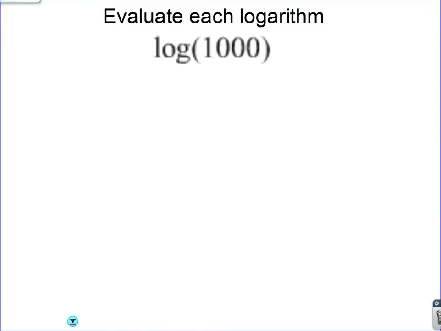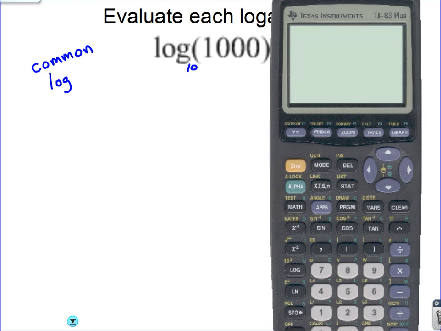Logarithm, there's no number. What in the world? This is called a common log. Good job. A common log. Anytime there's no number, it's understood to be 10. On your calculator, if you'd like to look, you have a log button. This log button is a common log. Okay? So if you want to, you can type this one in.